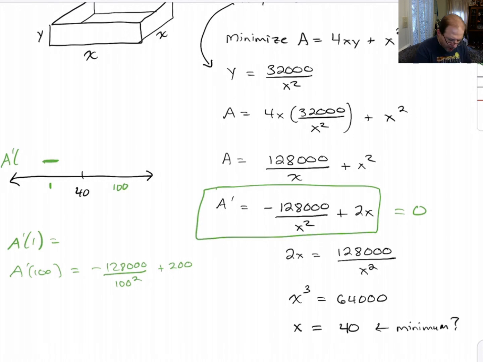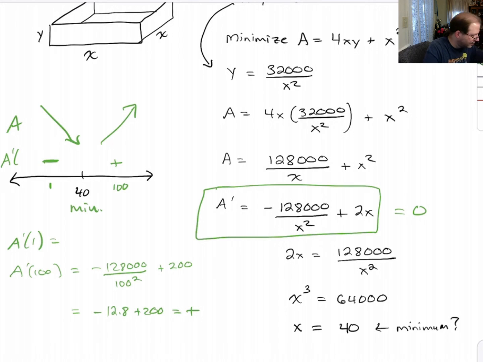Let's see, what is 100 squared? It's 10,000. This is one I was thinking I'd be able to just plug in and see the answer immediately. But let's see, negative 128,000 divided by 100 squared equals 12.8. So this is minus 12.8 plus 200. So that's definitely a positive number. So sure enough, the function goes down, then goes up. And so we do have a minimum there. So x equals 40 gives us a minimum.